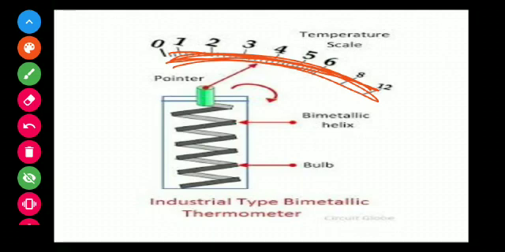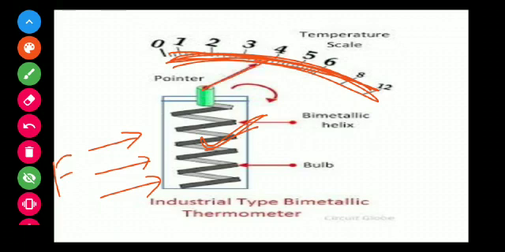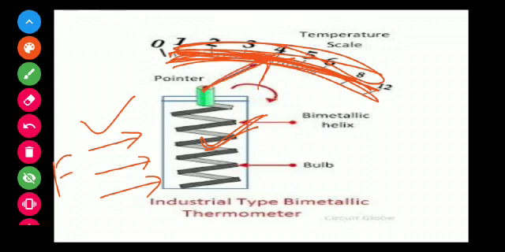Suppose this is your furnace, and this is the radiation of heat, and this radiation falls on the bimetallic strip. Due to unequal expansion there is a bending of the bimetallic strip, and due to bending there is a movement of the needle on the scale. This movement depends upon the radiation, and with the movement of this needle we can measure the temperature of the furnace.